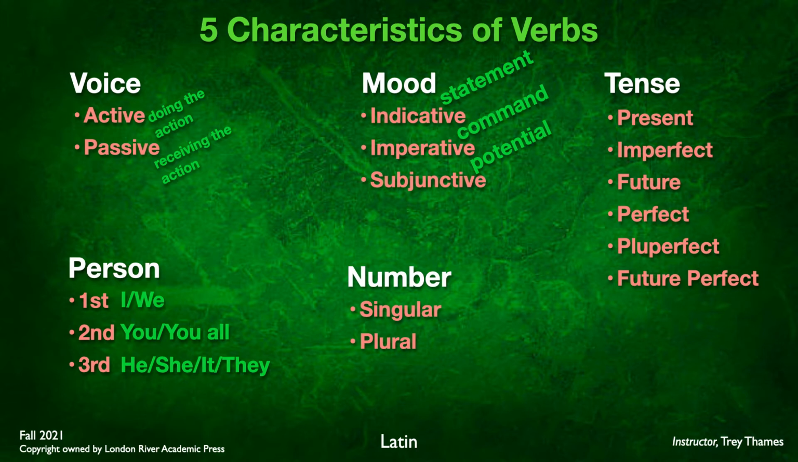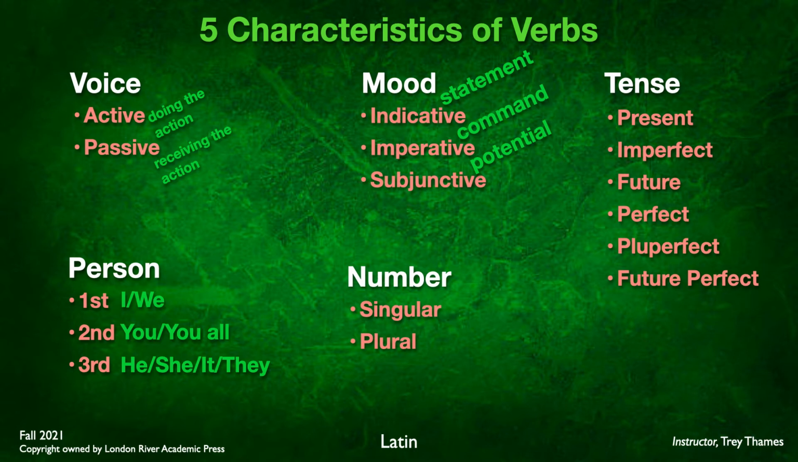So we would say first person singular is I, and then first person plural would be we. Second person singular is you, and second person plural is you all. Now, quick note here, often when you translate, it's just awkward to say you all. So often when you translate it, you just simply say you. And both you singular and you plural can be viable options. And then for third person singular, we would say he, she, or it. And then for third plural, we would translate as they. So those are the 5 characteristics of verbs.